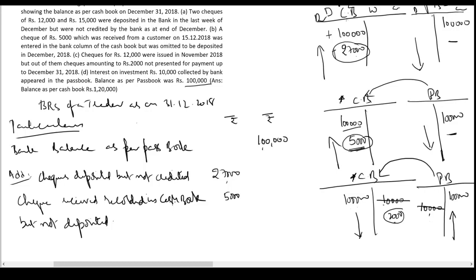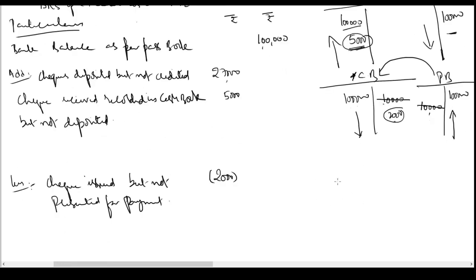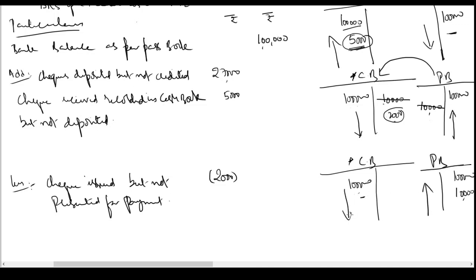Last transaction: interest on investment, rupees 10,000, collected by the bank, appeared in the passbook. That means it has not been recorded in the cash book. That is why it is a reason for difference. If it was recorded in the cash book, then it wouldn't appear in the problem at all. Passbook, cash book, I'll put a star mark here. What is the interest on investment? Interest on investment 10,000 collected by the bank, but it has not been recorded in the cash book. Now what will happen? Passbook will show a higher balance, cash book will show a lower balance. To make passbook equal to cash book, we have to reduce the balance by 10,000 rupees.